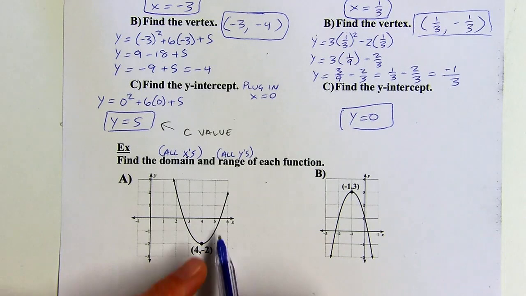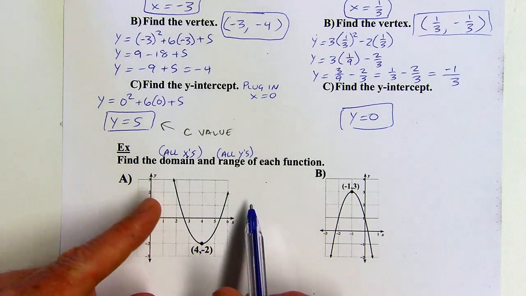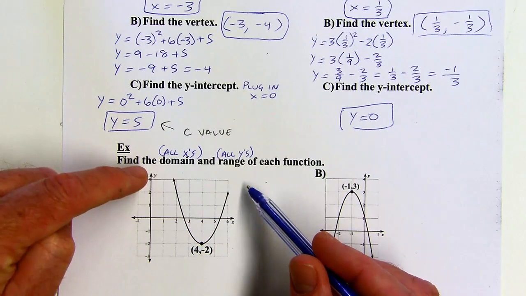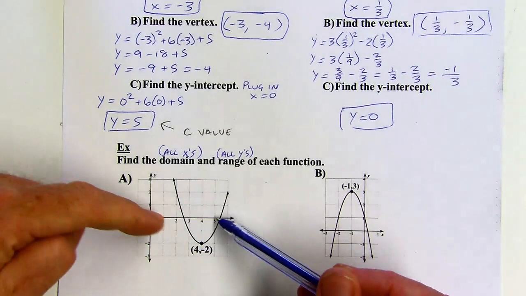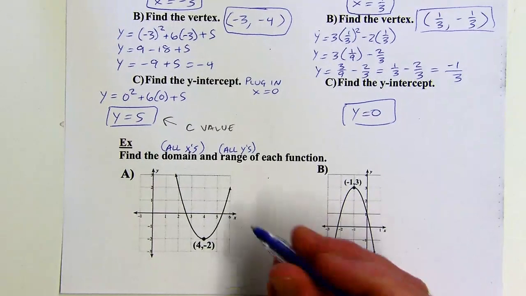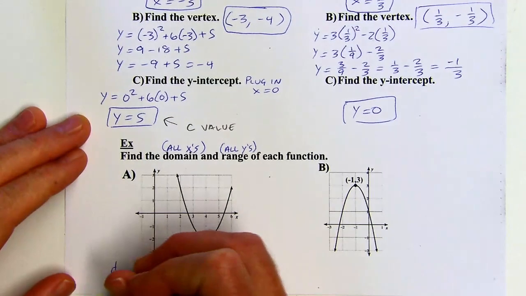All right. So when you're looking at the x's for these parabolas that open up or down, this parabola is going to stretch left and right forever. So that means any x is going to be somewhere on this graph. So the domain is going to be all real numbers.